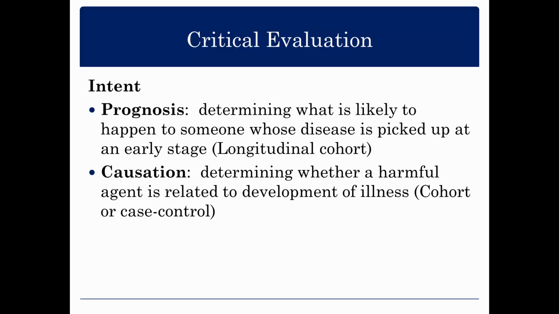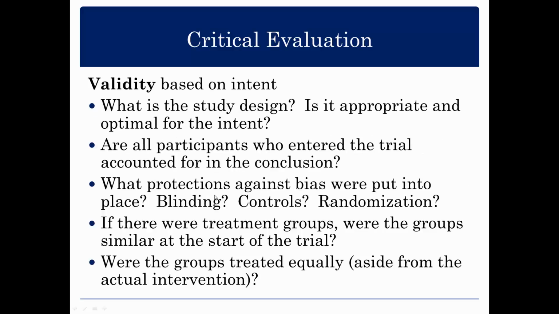Prognosis studies are used to determine what's likely to happen to someone whose disease is picked up at an early stage. And then, of course, causation studies are used to determine whether a harmful agent is associated with the development of an illness. I don't like this term because you're saying association, but you're calling it a causation study, but the idea here is that you're getting preliminary evidence of cause and effect.